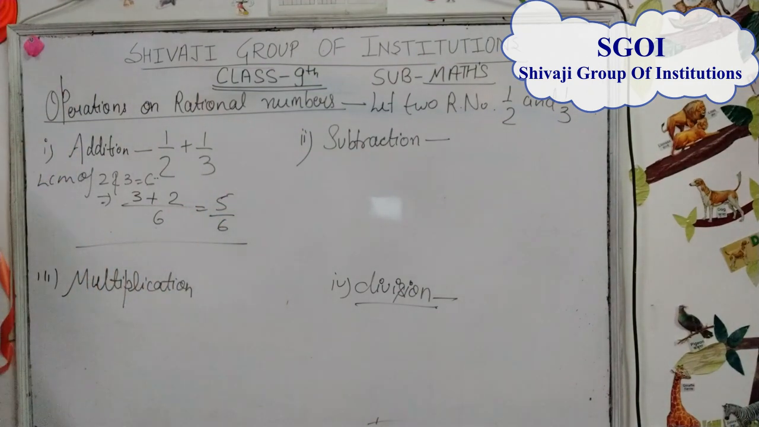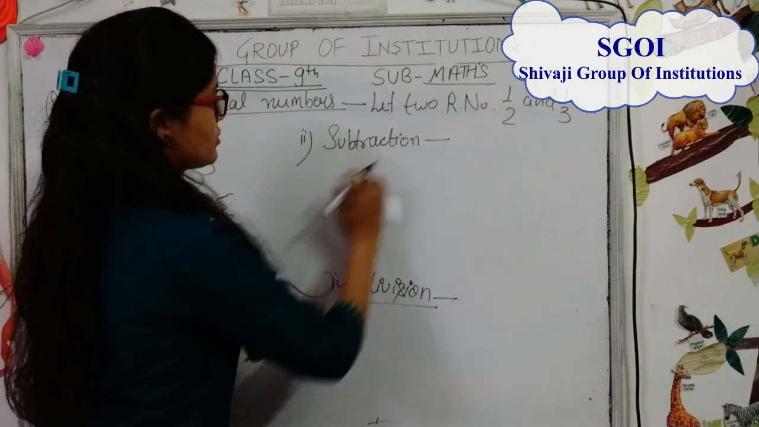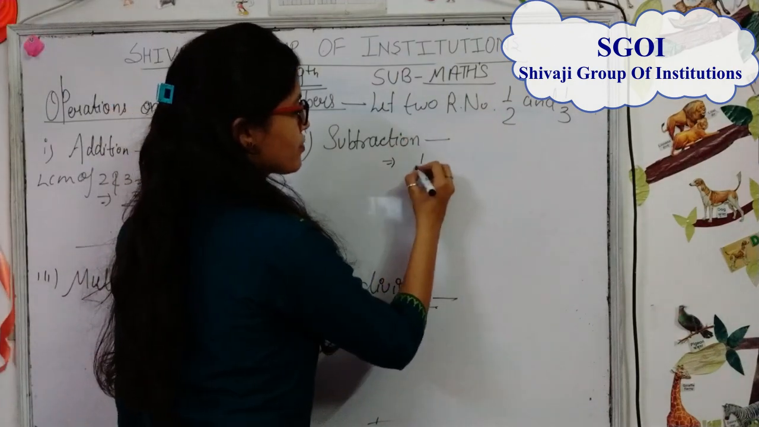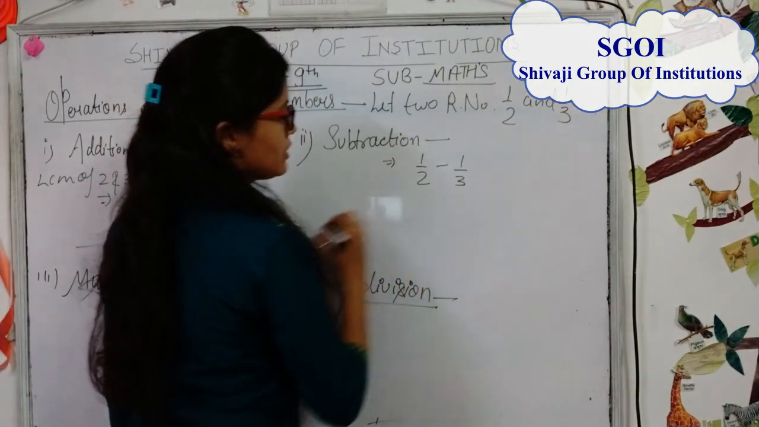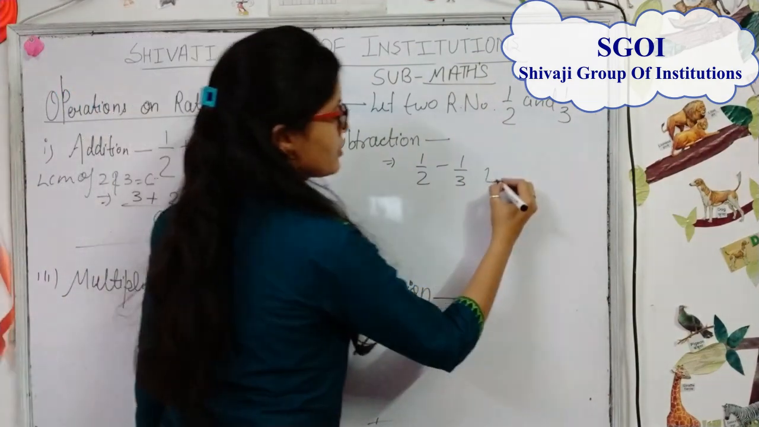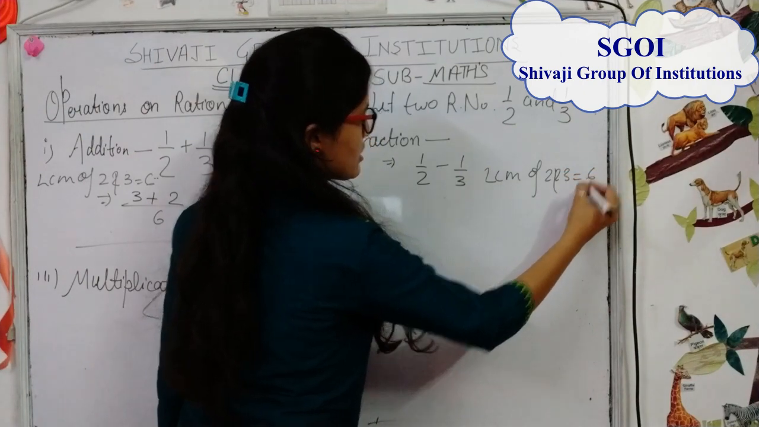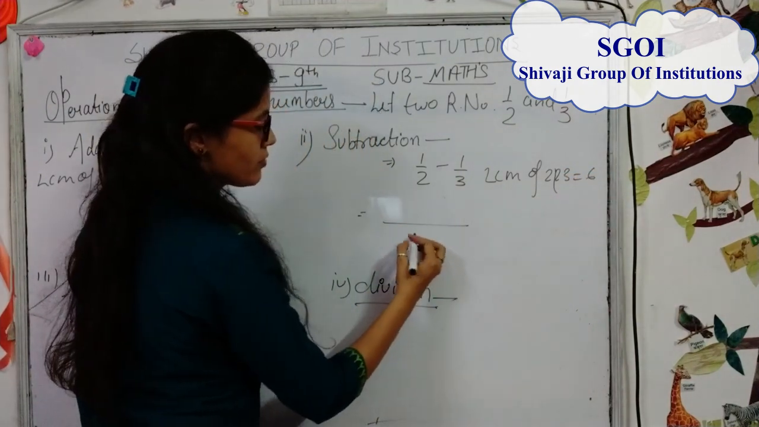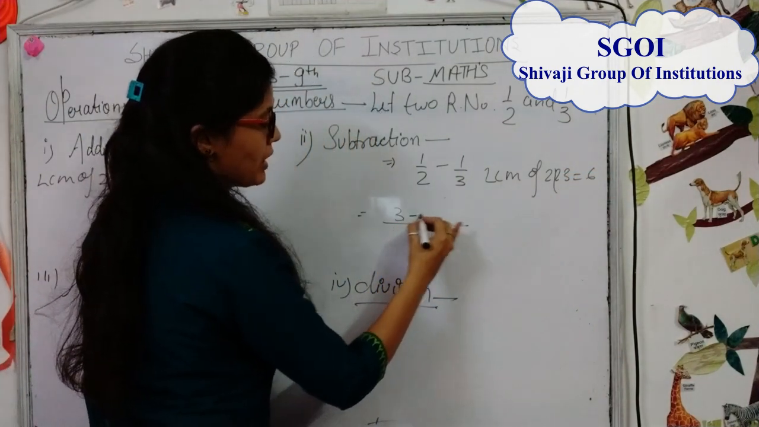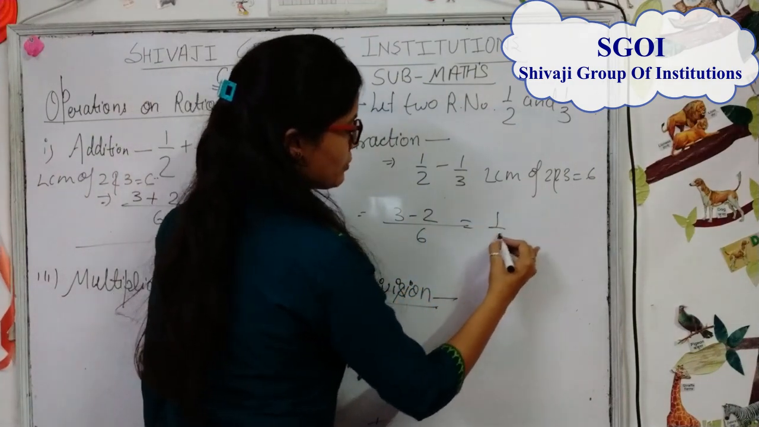Again, subtraction of 1/2 minus 1/3. Again the LCM of 2 and 3 is 6. Then 3 minus 2 over 6, which is 1/6.